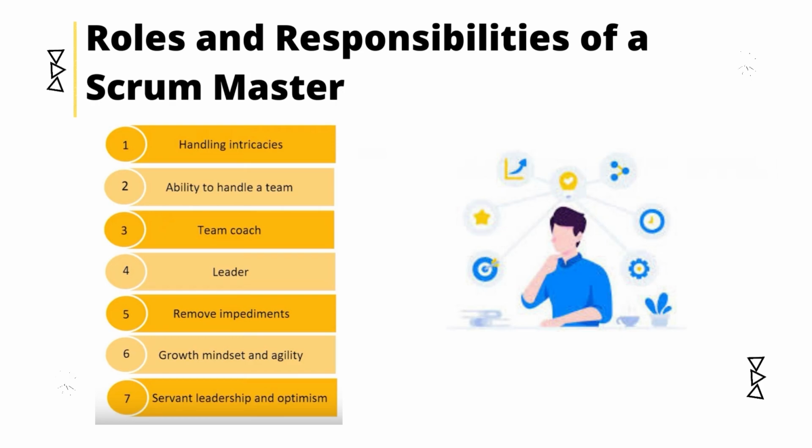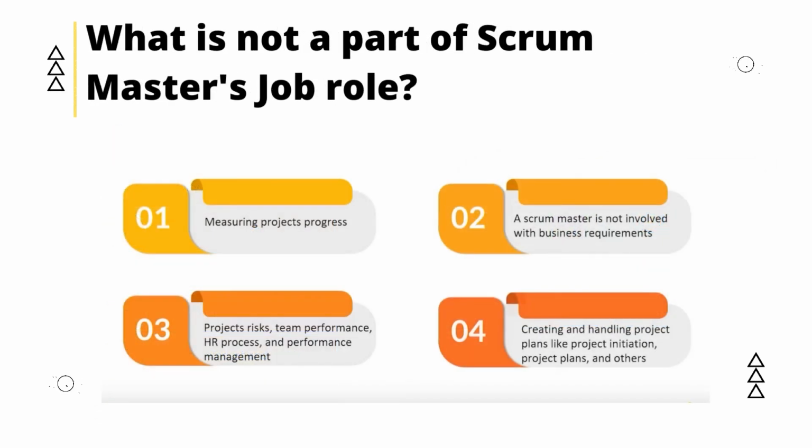Till now we discussed the roles and responsibilities of a Scrum Master. Here let us discuss what is not included as the responsibility of a Scrum Master. A Scrum Master job role doesn't include the following aspects. Measuring project's progress. A Scrum Master is not involved with business requirements, project's risks, team performance, HR process, and performance management. Creating and handling project plans like project initiation, project plans, and others.